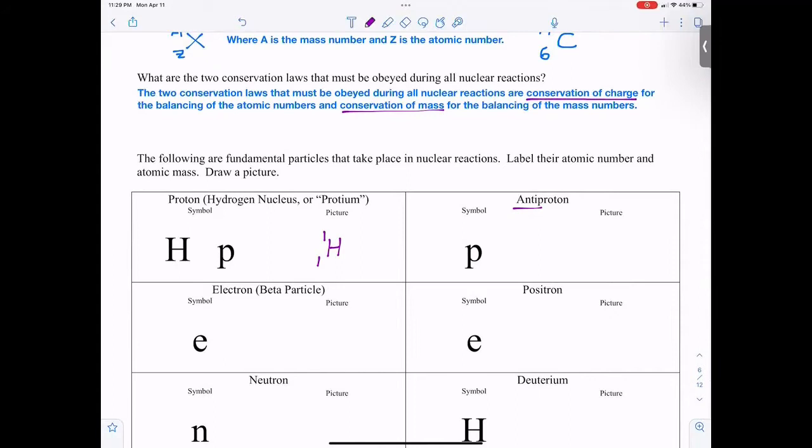And so for an antiproton, we're just going to use P with a bar. It's going to have a mass of 1, but it's going to have a charge of -1, opposite the charge here.